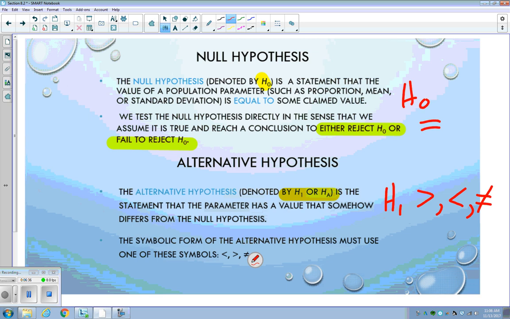In the case we just did with the cards, our null hypothesis was that the proportion of red to black was 50%. Our alternative hypothesis would be that the proportion is not equal to 50%. Okay?